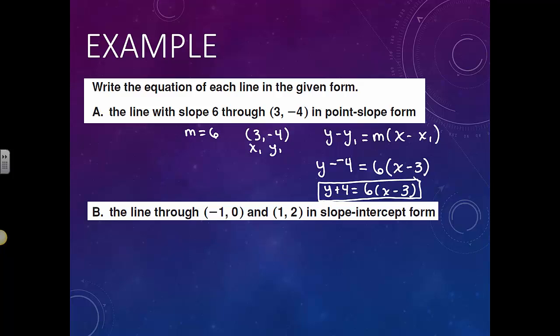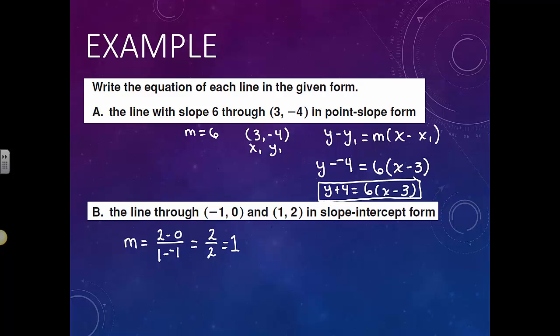Now, can we find the equation of the line that goes through 2 points in slope-intercept form? There's a couple of ways to do this. The very first thing I'm going to do is find the slope, because whether I'm going to do slope-intercept form or point-slope form, I need the slope. So I'm going to do the change in y, 2 minus 0, over the change in x, which is 1 minus negative 1. So I end up with 2 over 2, so my slope is 1.